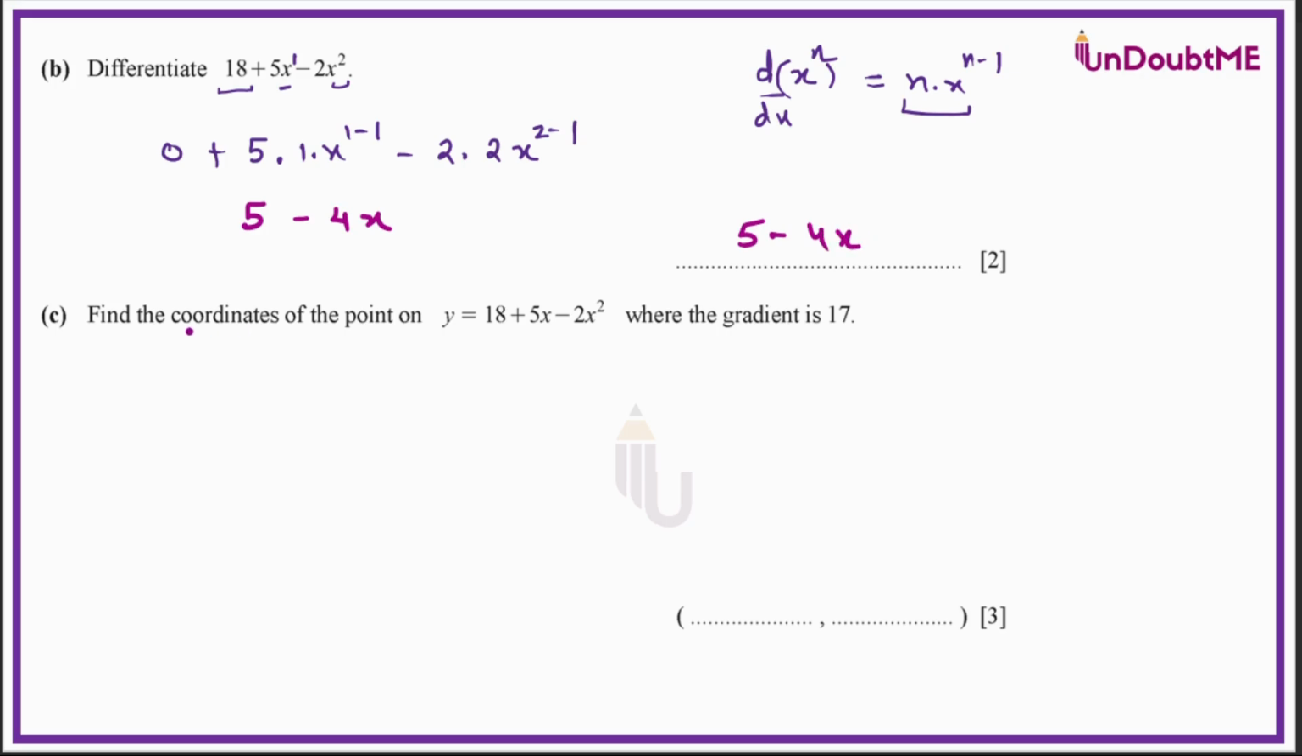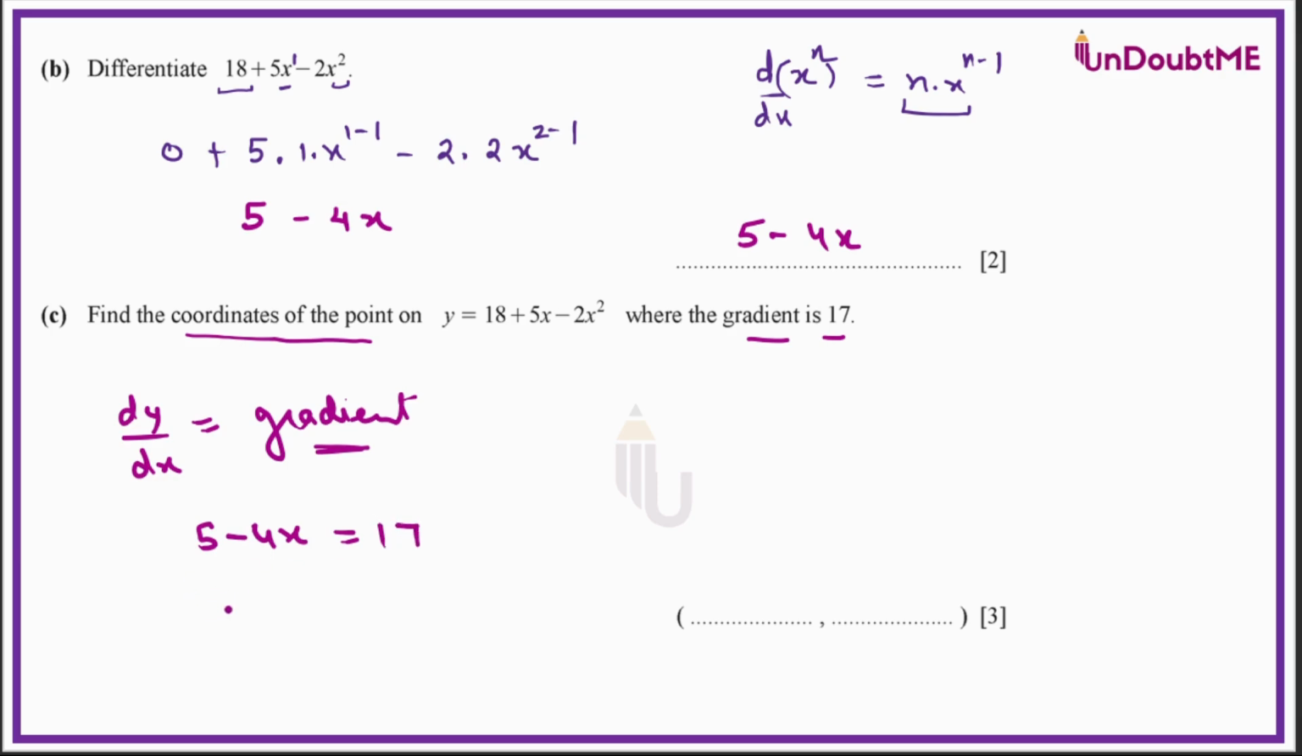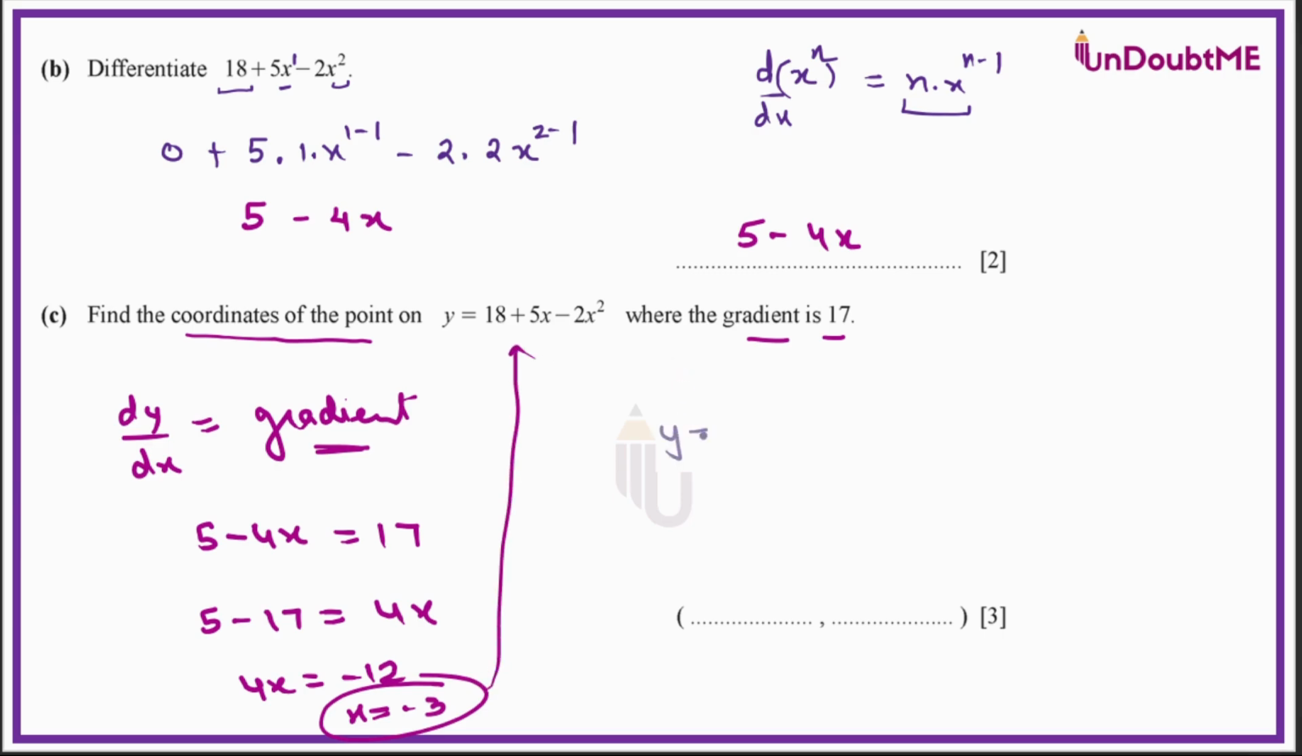And then finally we'll come to the application question where we need to find the coordinates of the point where gradient is 17. Now you must know that dy by dx is gradient. Okay, this you don't have to include in the answer, it is just for you, I'm writing. So we already have 5 minus 4x as dy by dx, and that is equal to 17. On simplification that will give me 5 minus 17 is equal to 4x. 4x is equal to minus 12 and x is equal to minus 3. All I need to do is put x is equal to minus 3 in this. So y is equal to 18 plus 5 times minus 3 minus 2 times minus 3 squared.